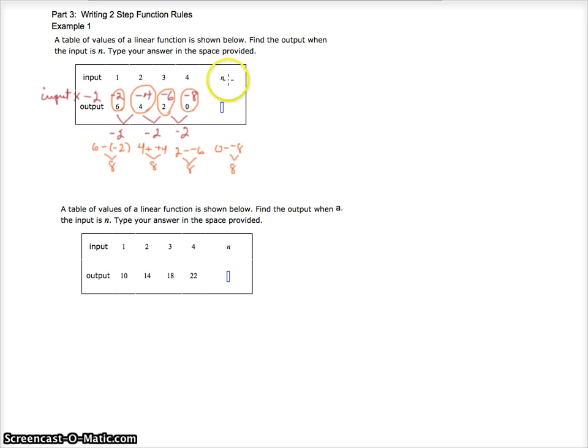Okay, so now we've got what we're going to multiply to each term, and what we're going to add to each term. I'm going to multiply my input times -2. Well, now my input is n. So I've got -2 times n, so it's -2n. And then I've got plus 8. -2n plus 8. And that is my function rule.